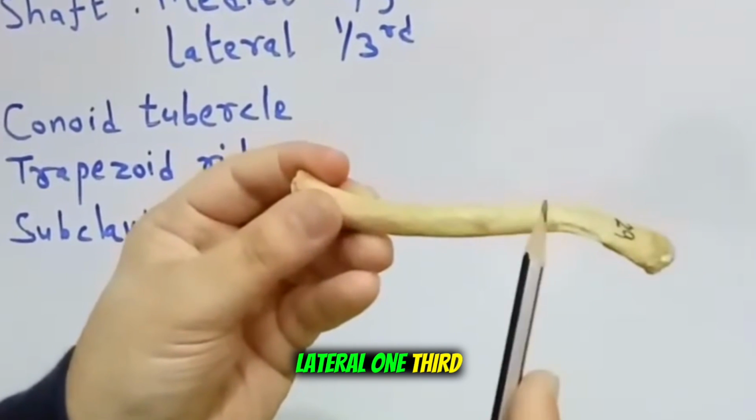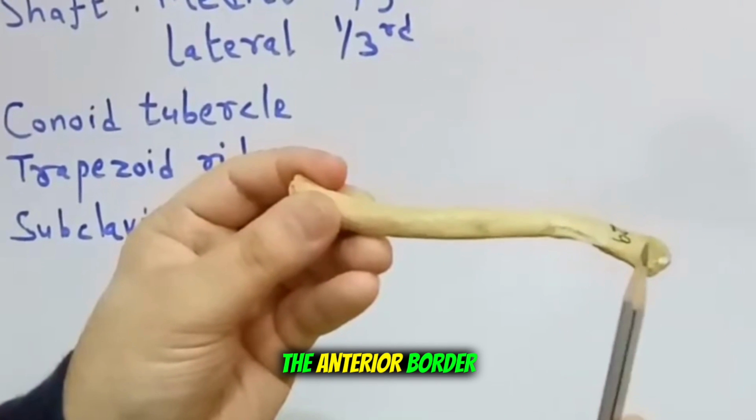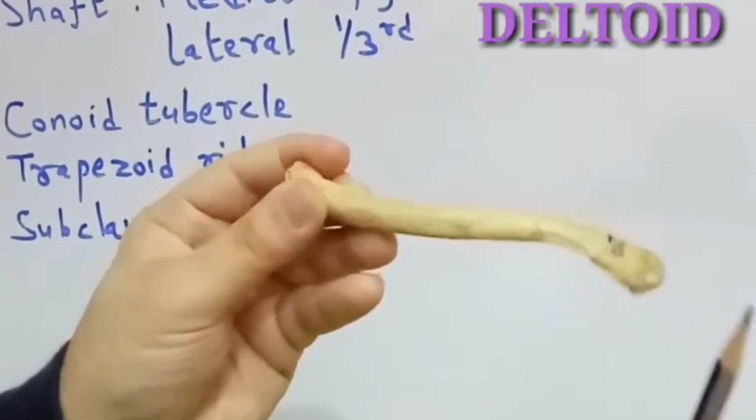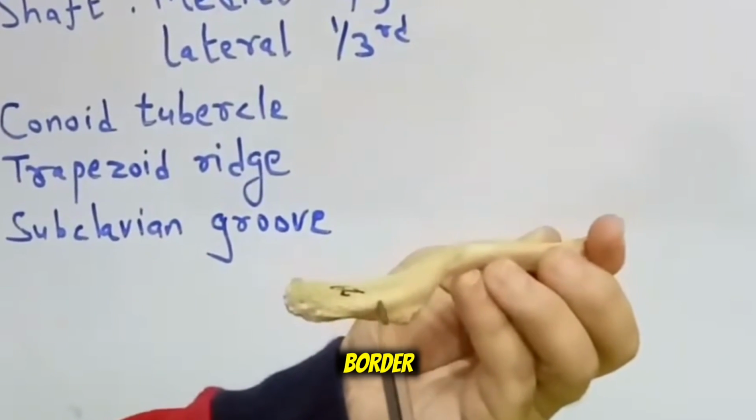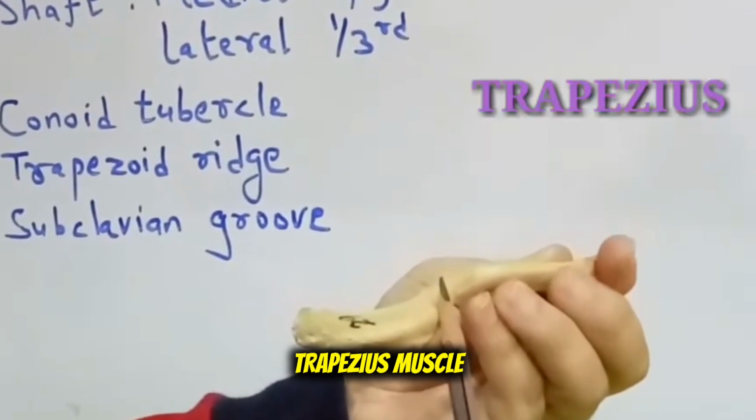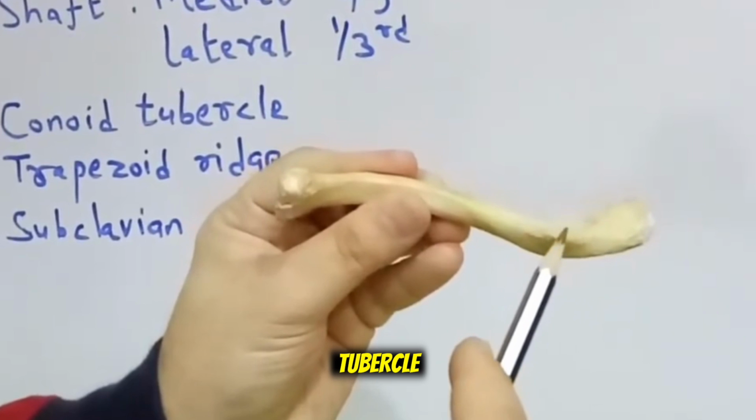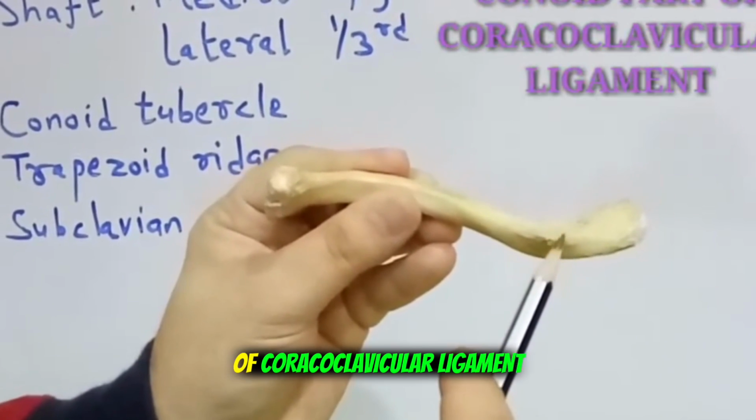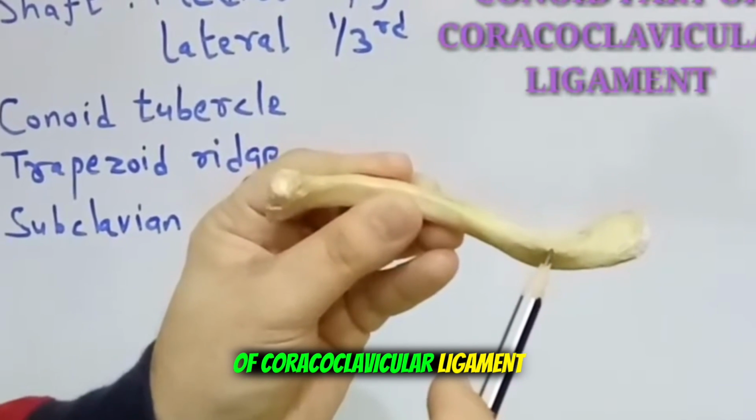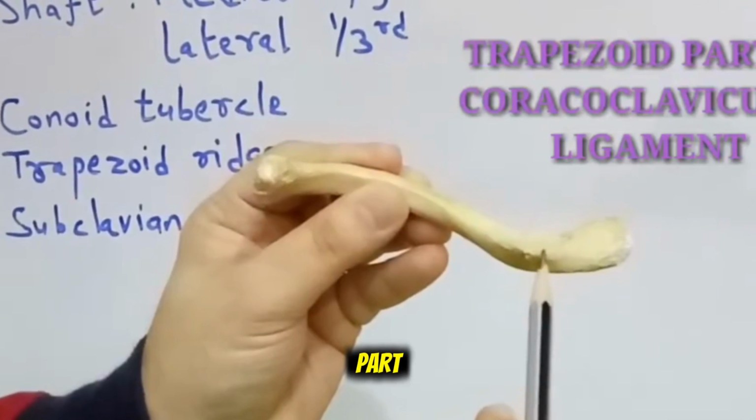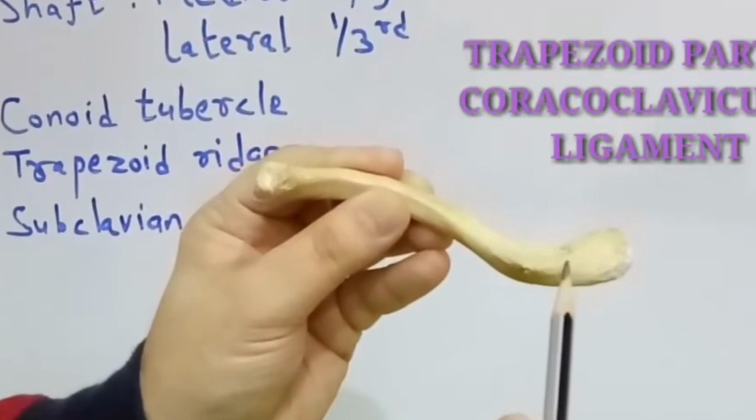Coming to the lateral one-third of the shaft, the anterior border gives origin to the deltoid muscle, whereas the posterior border receives insertion of the trapezius muscle. On the inferior surface, the conoid tubercle gives attachment to the conoid part of the coracoclavicular ligament, whereas the trapezoid ridge gives attachment to the trapezoid part of the coracoclavicular ligament.